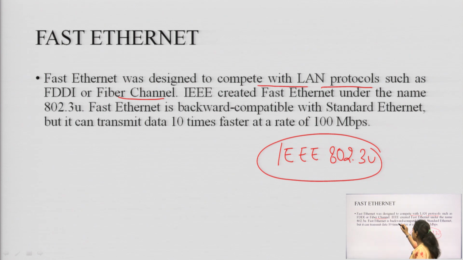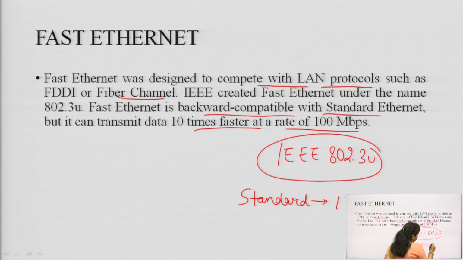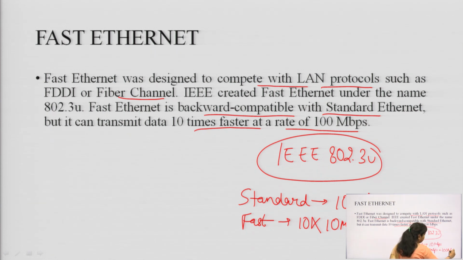Now, next is fast Ethernet. It is backward compatible with the standard Ethernet, but it can transmit the data 10 times faster, at the rate of 100 Mbps. Standard Ethernet transmits the data at 10 Mbps of speed, but in the case of fast Ethernet, it transmits 10 times the standard Ethernet data rate. So, it becomes 100 Mbps.